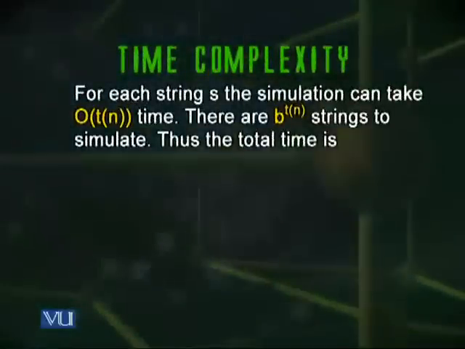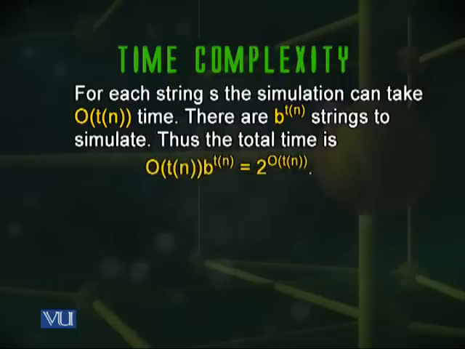Well, for each string, this simulation will take order T of n time. There are b to the T of n strings to simulate. Thus, the total time is T of n times b to the T of n, which is 2 to the order T of n. So we have a Turing machine which runs in time 2 to the order T of n.